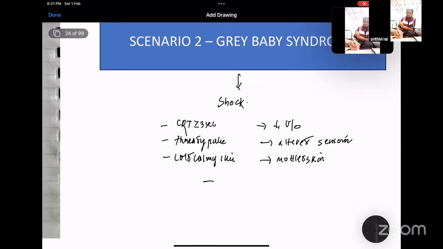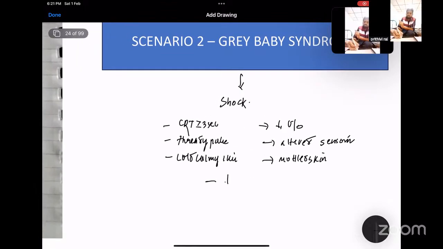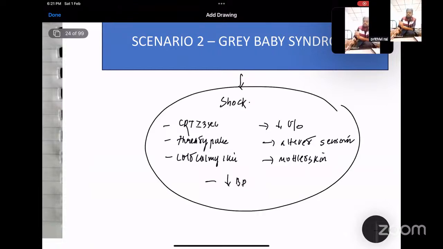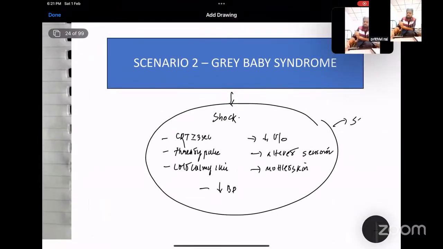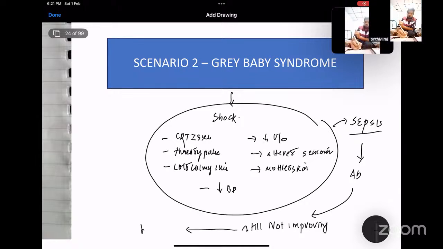In the late phase, you will have hypotension. So whenever you see this kind of features in a baby, what do you have to rule out? You have to always rule out sepsis. By doing all relevant investigations, you start an antibiotic. Still the child is not improving. Still not improving. Go do an echo, because it could be a duct dependent systemic circulation, one of the most important differentials.